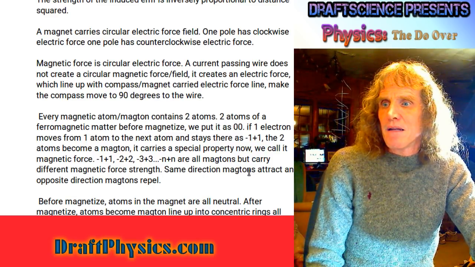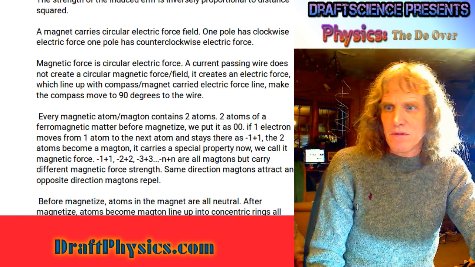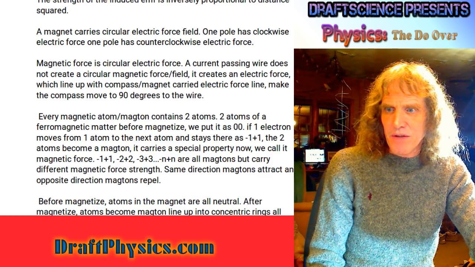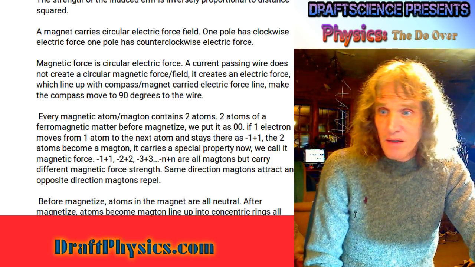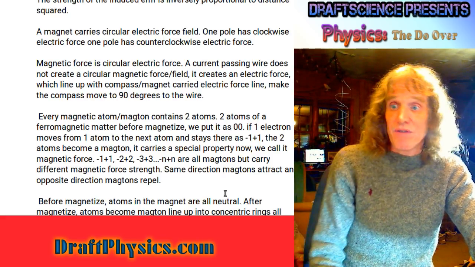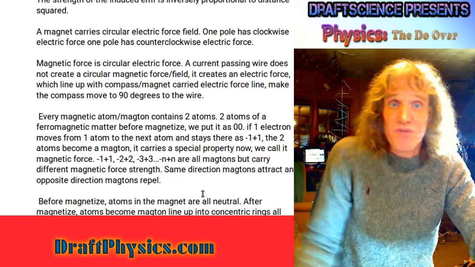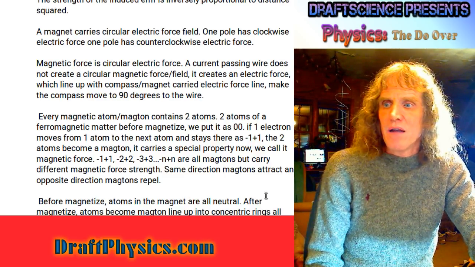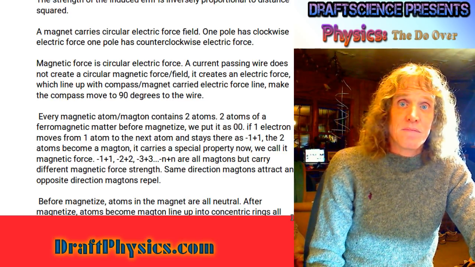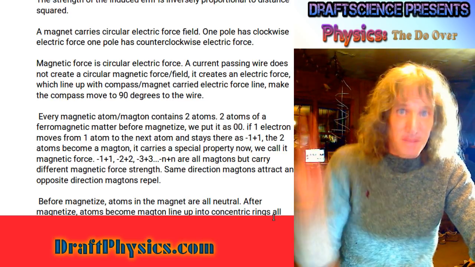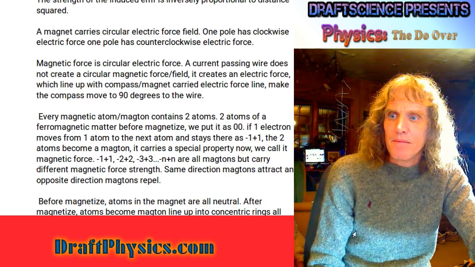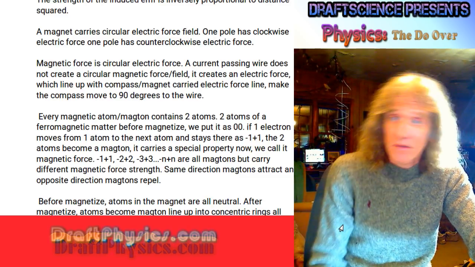Magnetic force is a circular force. Current passing a wire does not create a circular magnetic force field. Who says it does? It creates an electronic force. More just words. Electric force. It creates an electric force. Who says you? Which line up with compass magnet carried electric force lines. So again, it's a magnetic force if a compass is aligning up to it. Newsflash. Make the compass move 90 degrees to the wire. Yes, that's a magnetic force.